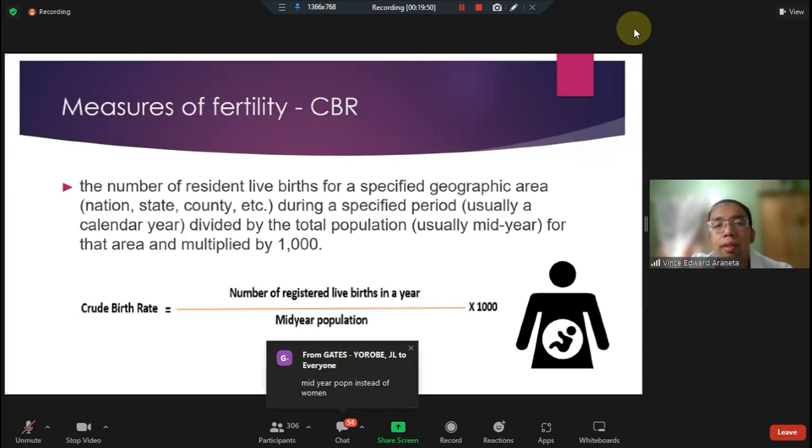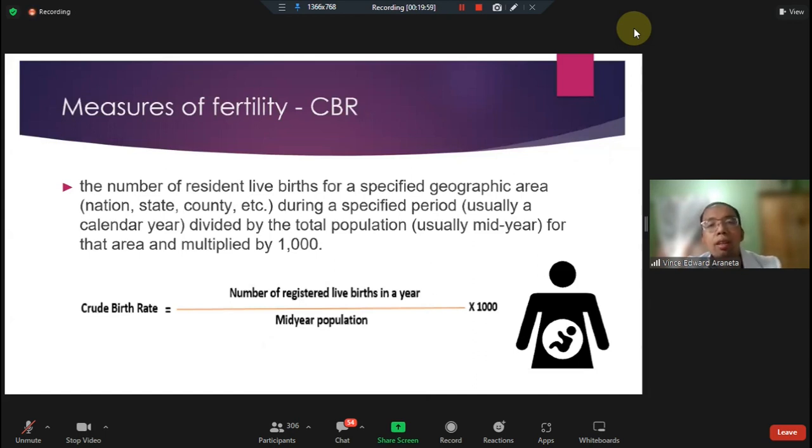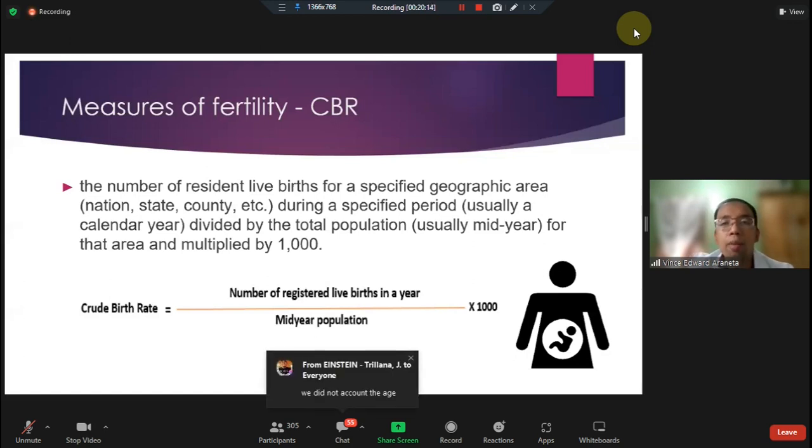Yes, actually, it's the mid-year population instead of women who are the ones capable of giving birth. And even then, not all women could give birth. Of course, you have to take into account the reproductive age years of women also for you to have a better assessment of the fertility measures.